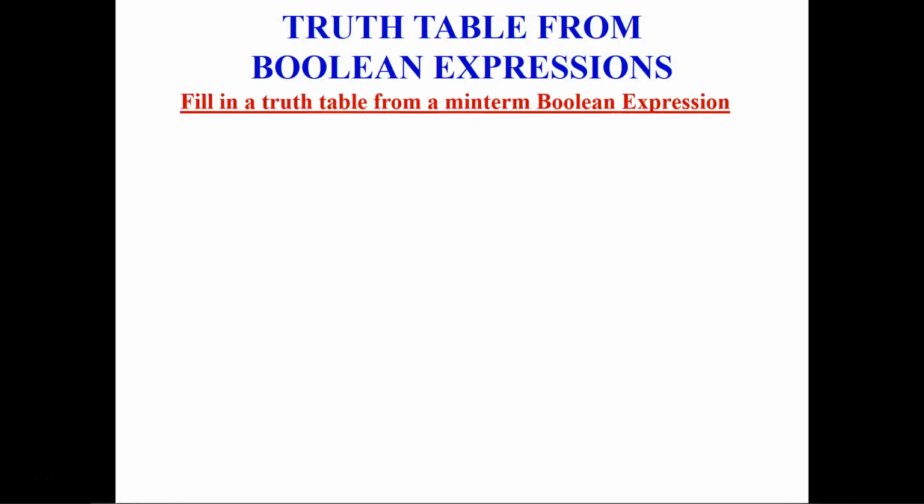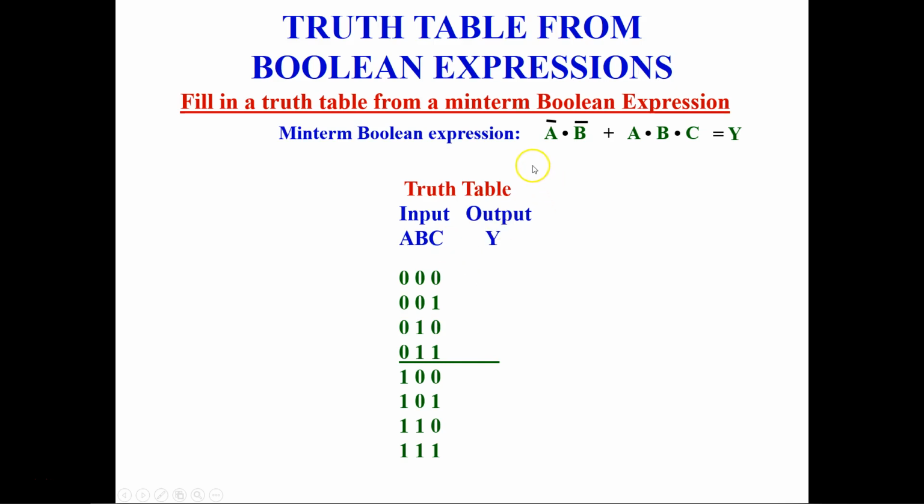Now let's see next. Truth table from Boolean expression. Fill in a truth table from a min-term Boolean expression. Now you are given this Boolean expression, and you have to find the truth table. So we're going to look for these terms and this value. So A bar, B bar. This is unusual, different from what we saw in the previous slide.